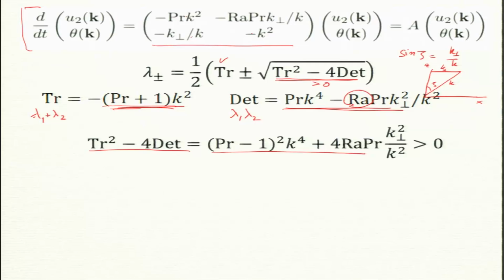Now, do you recall the formula for the Rayleigh number? The Rayleigh number is alpha g delta T d cubed by nu kappa.